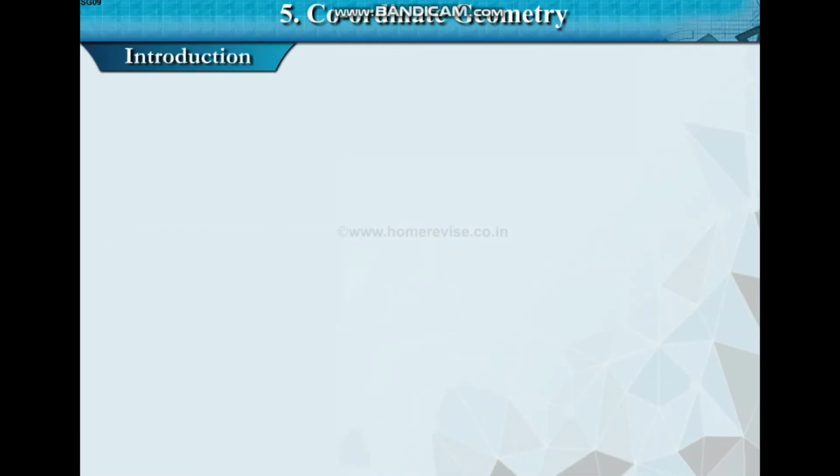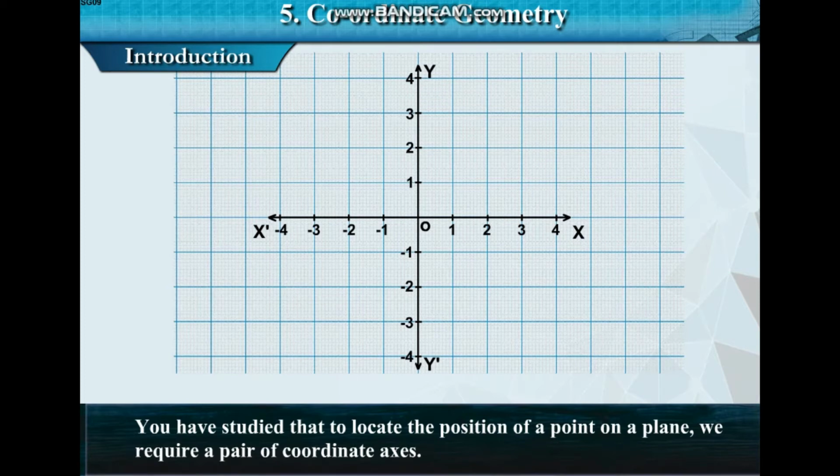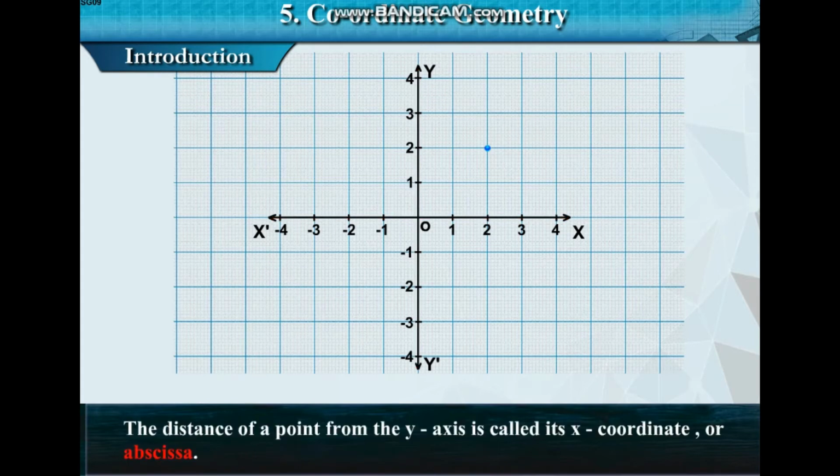Chapter 5, Coordinate Geometry. Introduction. You have studied that to locate the position of a point on a plane, we require a pair of coordinate axes. The distance of a point from the y-axis is called its x-coordinate or abscissa. The distance of a point from the x-axis is called its y-coordinate or ordinate.